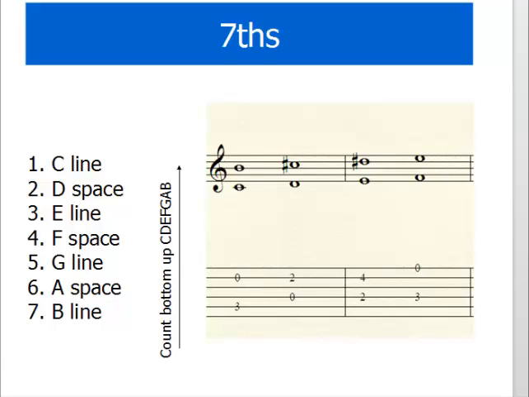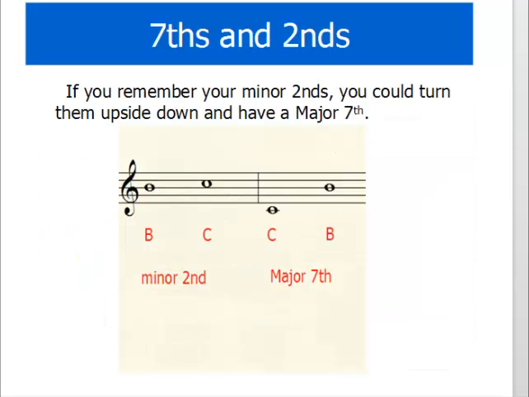This is what you have to do in the beginning. C, D, E, F, G, A, B. Line, space, line, space, line, space, line. It's a little involved, but do it a few times just to get used to that at first. And then let's try to find a shortcut. If you remember your minor seconds, you could turn them upside down and have a major seventh.